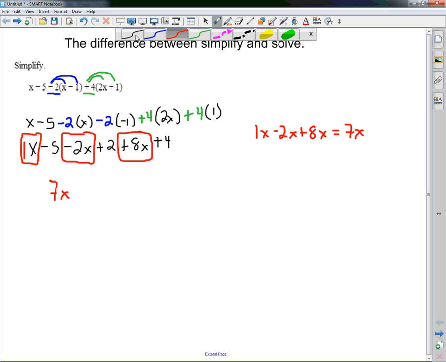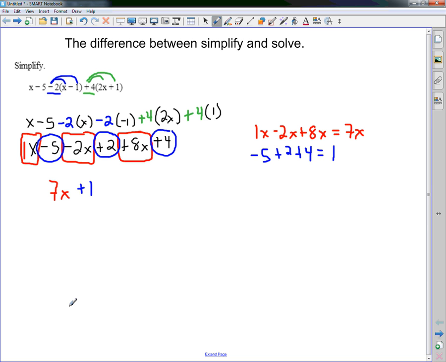And then we're going to find the next like term. We'll notice that all of our other terms are just constants. So I'm going to circle those. I have -5 plus 2 plus 4. So -5 plus 2 gives me -3, plus 4 gives me 1. And it's a +1. This is the process of simplifying. Notice that there isn't an equal sign, so I'm not going to solve anything else. That's going to be our final answer. We've combined all the like terms.